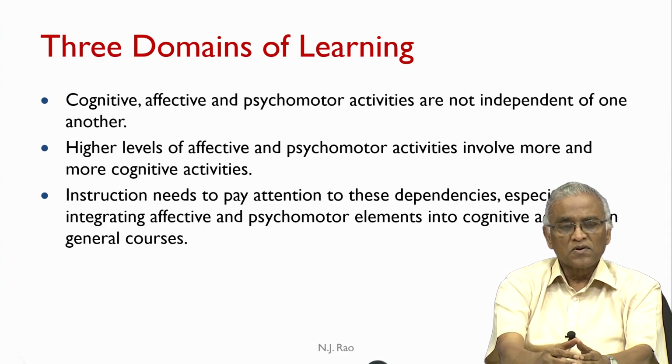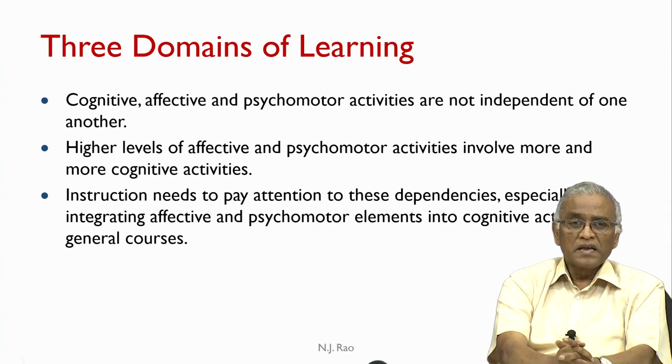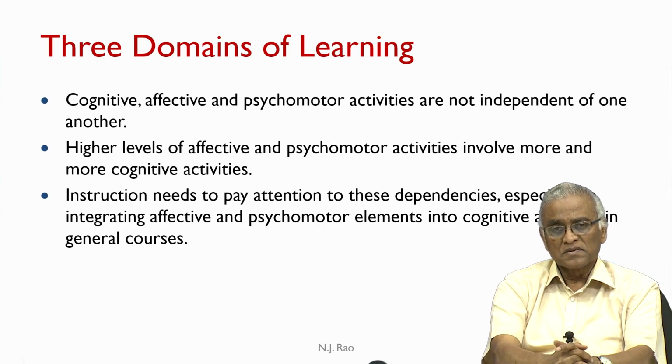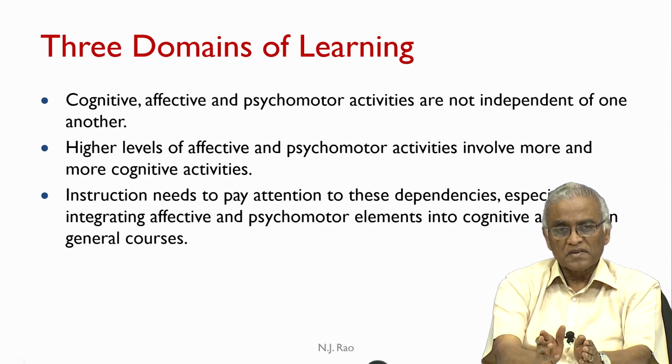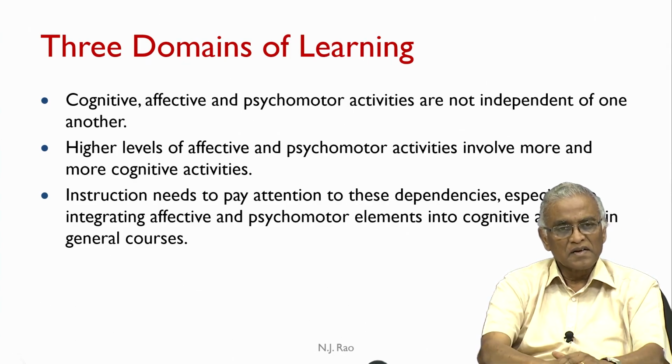The teachers will have to look at their role not merely in the cognitive domain. They should also look, at least for those programs where these domains play an important role. Higher levels of affective and psychomotor activities involve more and more cognitive activities, which we will acknowledge. That is, a good dancer cannot be, let us say, dumb. They are also intelligent. So higher levels of affective and psychomotor activities are involved in higher level cognitive activities.